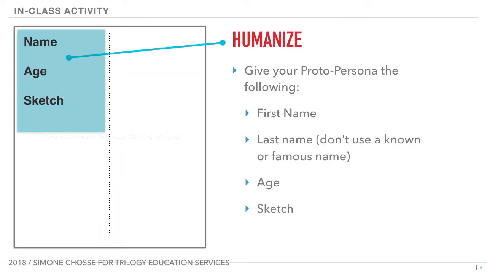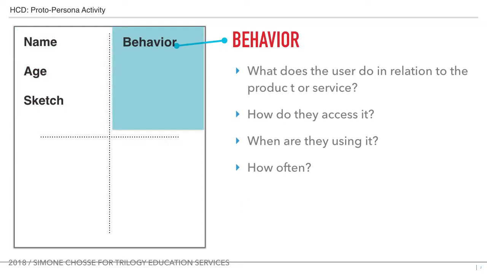Things like, you want to humanize the proto-persona by giving them a name, an age, and maybe a little doodad sketched picture. And then you want to depict their behavior. What are they doing in relation to the product or service? How are they accessing it? When are they using it? How often? Things like that, but only include what you've actually observed. So that's why it's going to be helpful that you grouped your findings as a team into different categories.